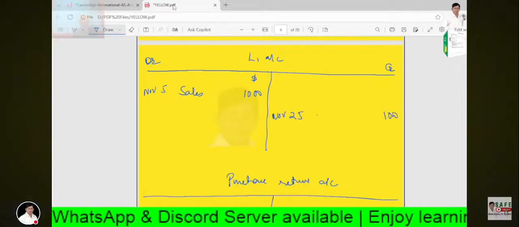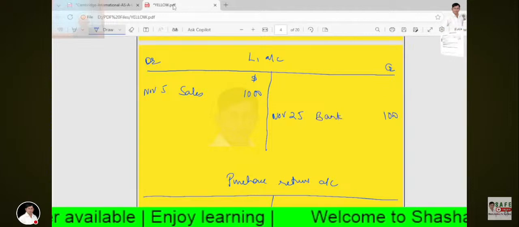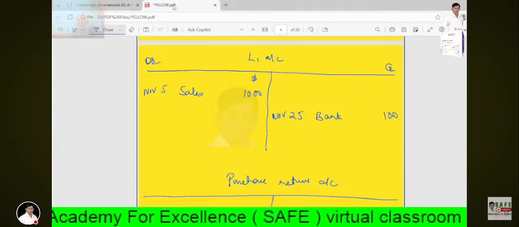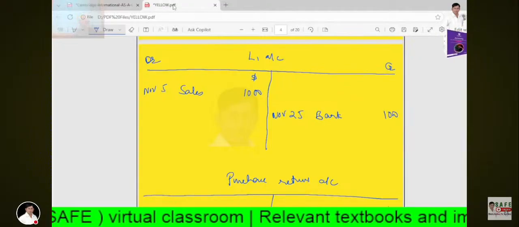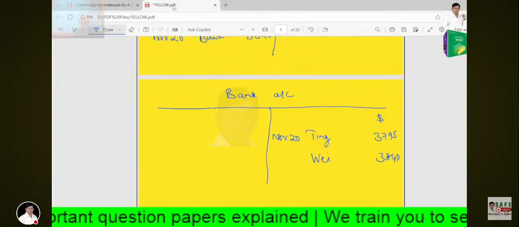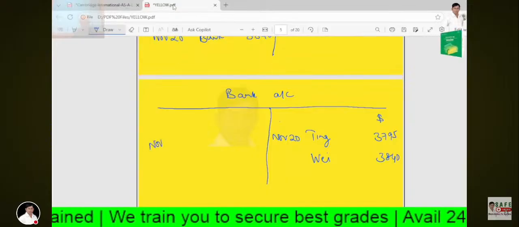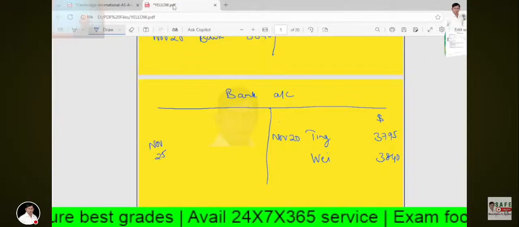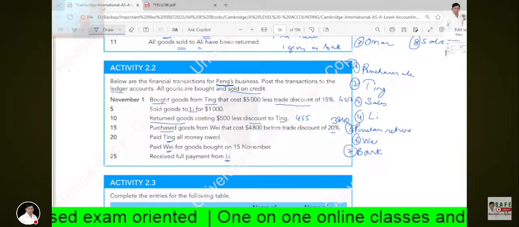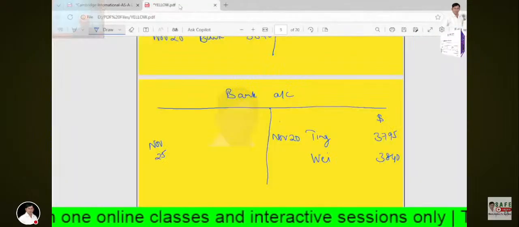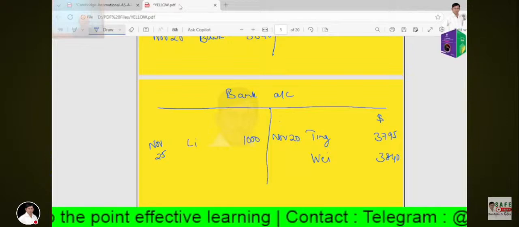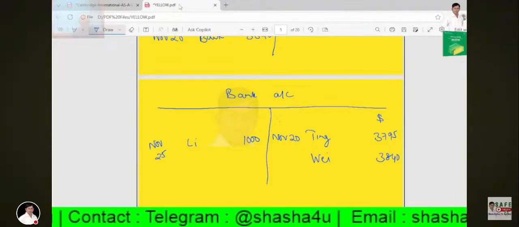So obviously we would have received it in the bank account. You can write bank or cash also, but by default we are assuming that we have received through bank. That is an assumption. So bank, November 25, from Lee, 1000. We have received 1000 from Lee. That's all, we have finished.